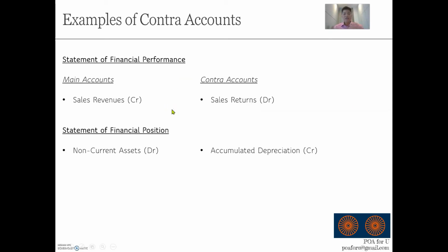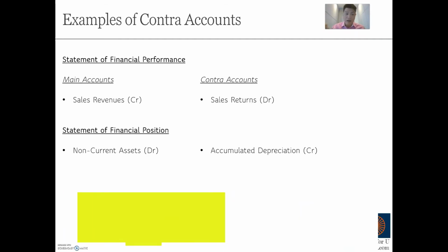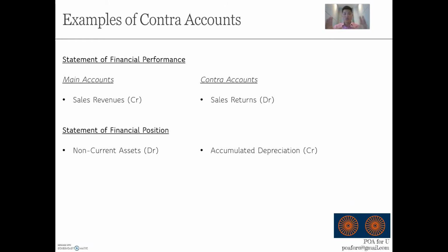Now, the next thing, in the statement of financial position, what are some of the contra accounts? The first one is non-current assets. So this is your motor vehicles, your equipment, your office equipment, your fixtures and fittings. And the contra account will be the accumulated depreciation for those non-current assets. So non-current assets is usually presented at cost. So if you buy a motor vehicle for $10,000, that's your motor vehicle cost, and that will always be the cost of your motor vehicles regardless. And if you didn't buy additional motor vehicles, or if you didn't sell any motor vehicles, then that $10,000 will be presented in the statement of financial position.